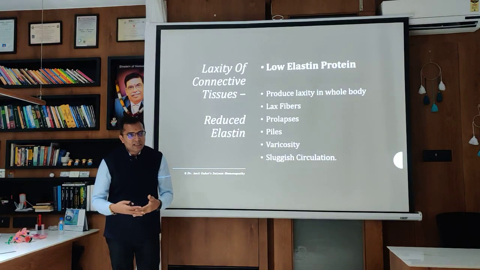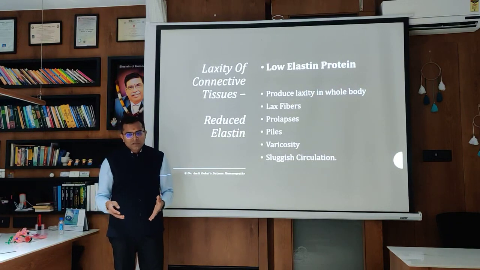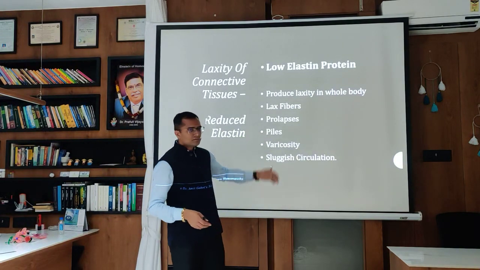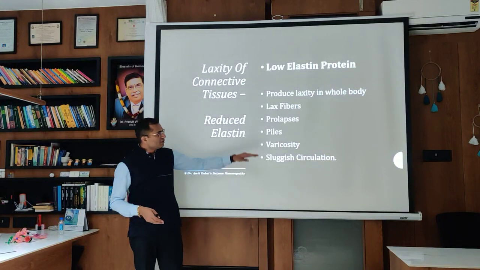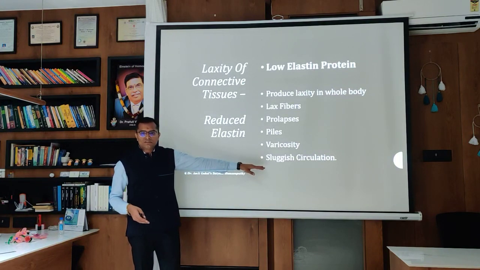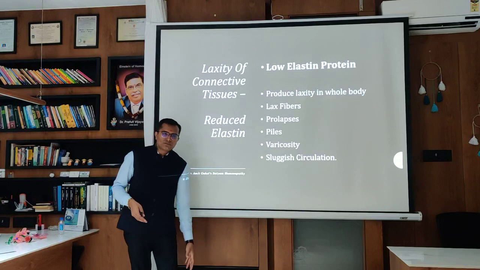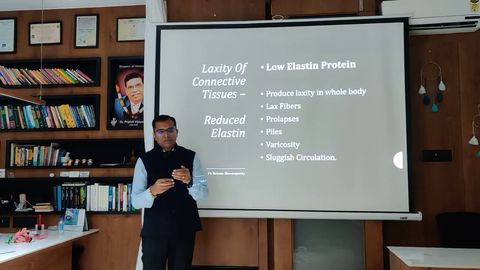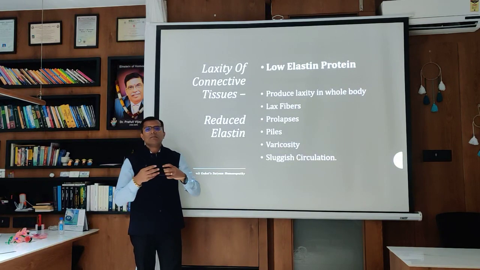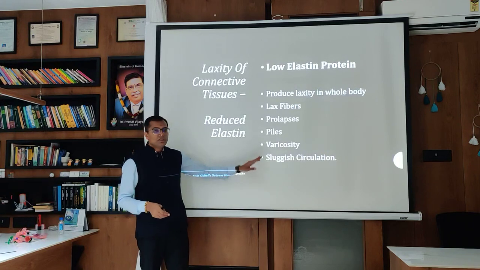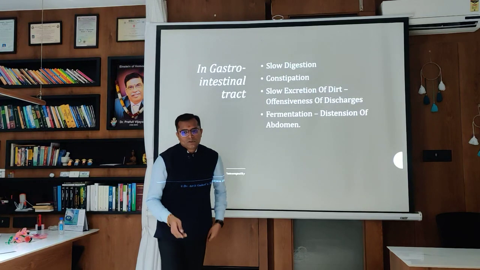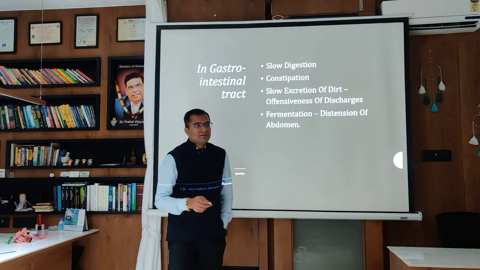If it is at the round ligament, it produces prolapse conditions. At a venous level, it produces piles. At the portal circulation, it produces sluggishness of circulation. And at the veins of the leg, it produces varicosity, because the veins and the musculature of the veins become lax, so they become tortuous. So this is varicosity. So this is what reduced elastin does. Are you getting me?